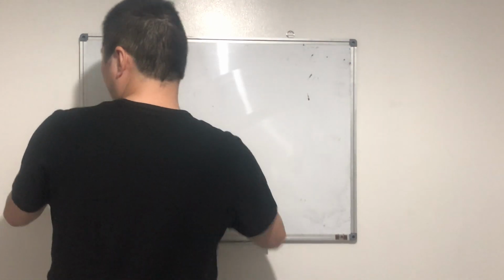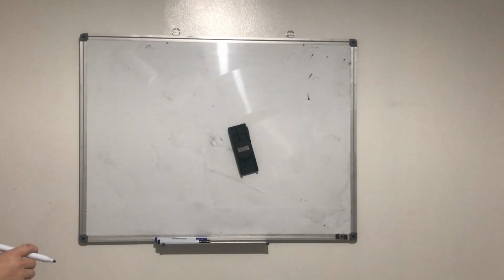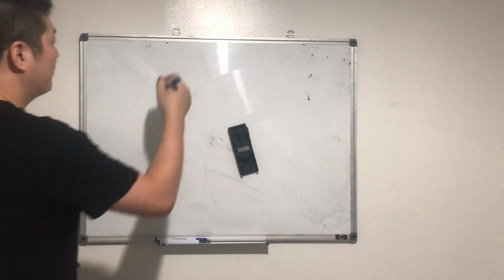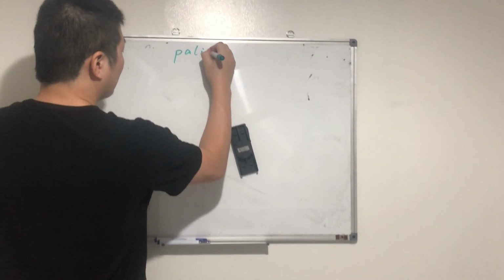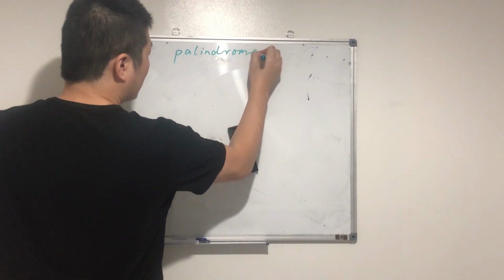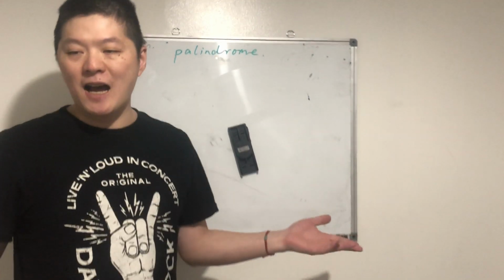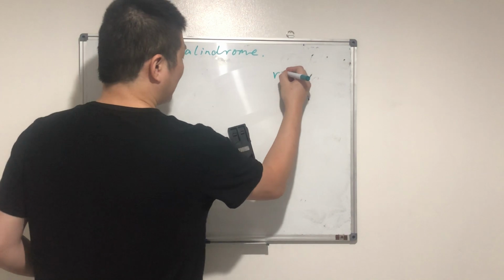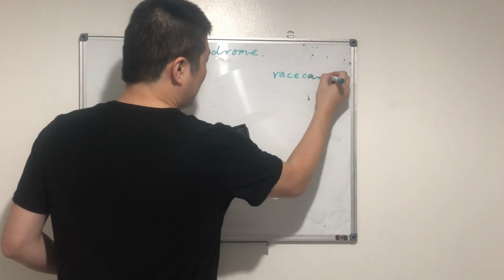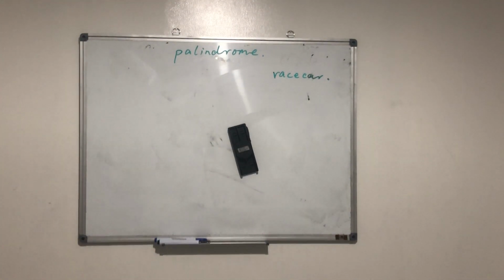Keep quiet. So remember, what is a palindrome? When it's spelled backwards, it's the same as the right way. I think. Yes. Like race car. Race car, okay?